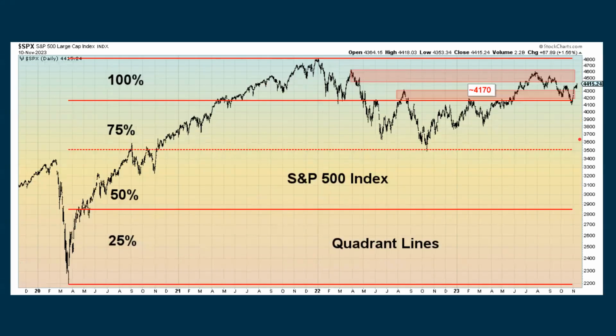Then these are quadrant lines. And all I did is I measured from the COVID low to the all-time high. And then this is just 25% of the move higher.